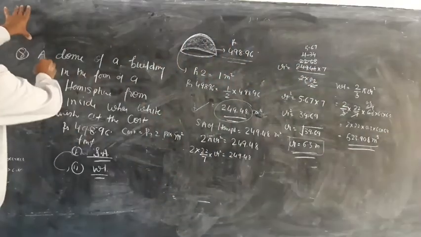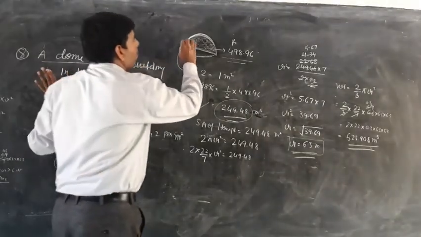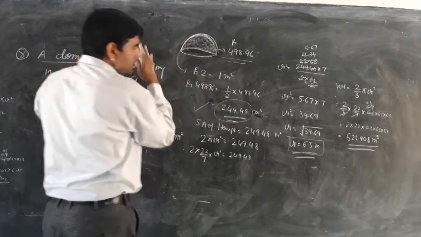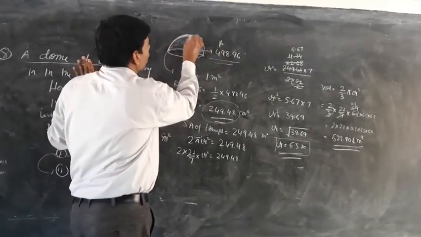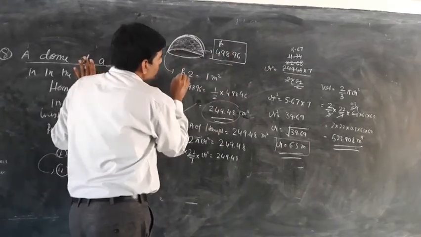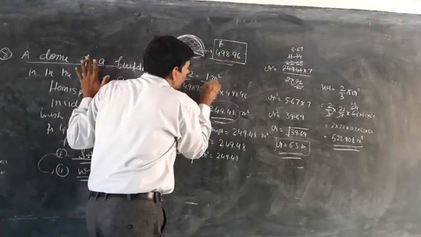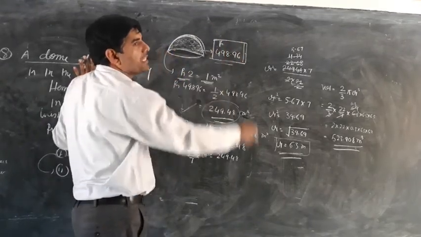The question: a dome of a building is in the shape of a hemisphere. The total cost of whitewashing the inner curved surface will be rupees 498.9. The cost we have given is rupees 2 per meter square. The rupees is converted to meter square, so it is divided by 2.